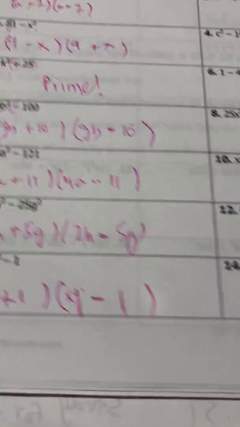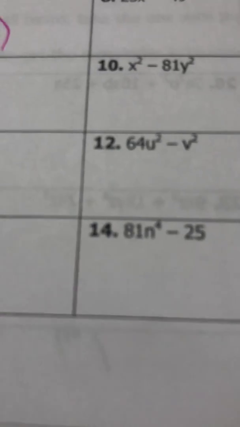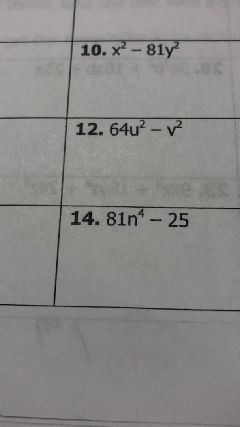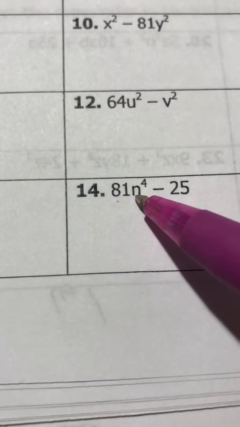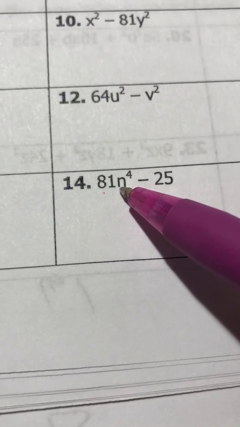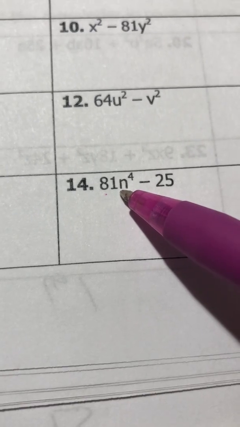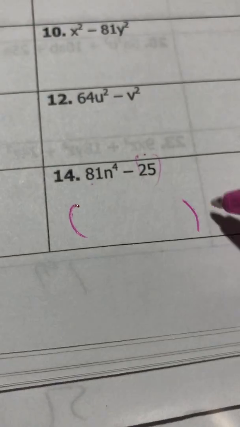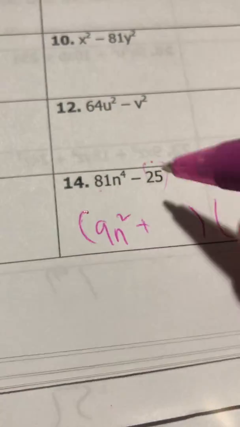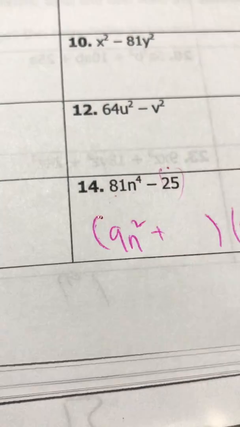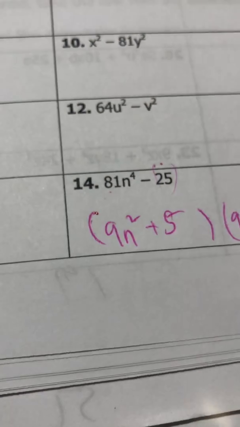Now let's do this question. 81n to the 4 minus 25. Are these perfect squares? Oh yeah, because 9 times 9 is 81, and n squared times n squared is n to the 4. We are adding the powers, okay? We are not multiplying them. And 5 times 5. So do the same thing. Plus minus 9n squared. 9n squared times 9n squared gives me 81n to the 4. 5 times 5 gives me 25. Good. Let's move on to the next topic.